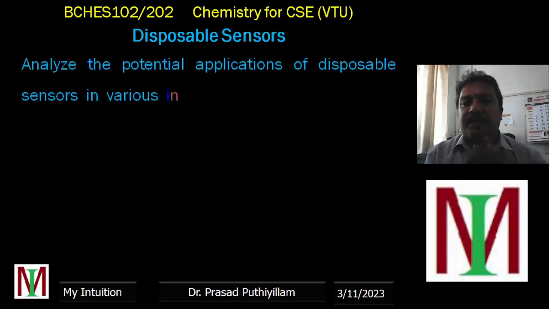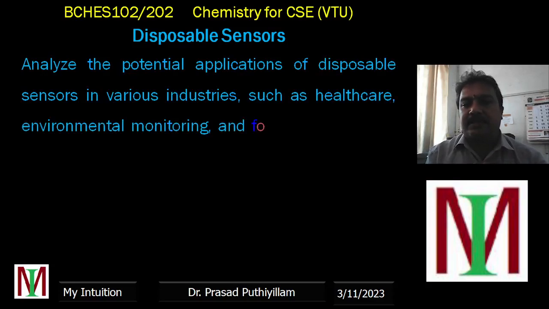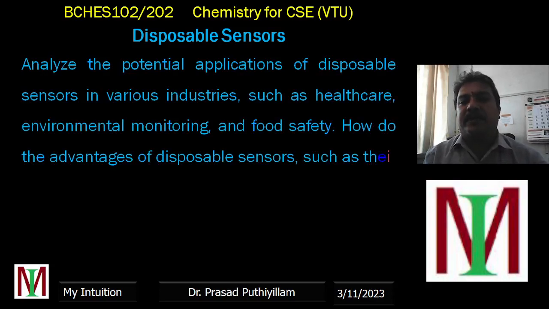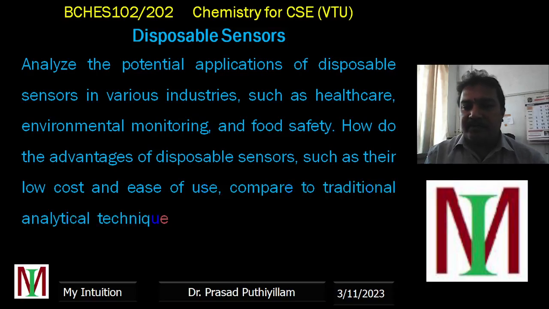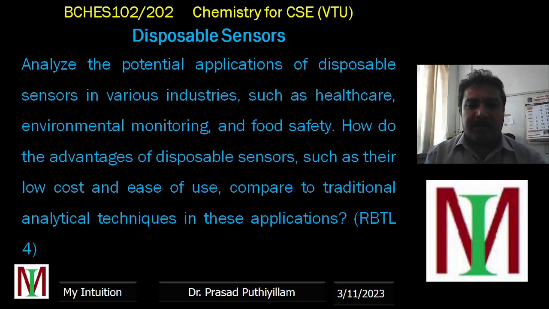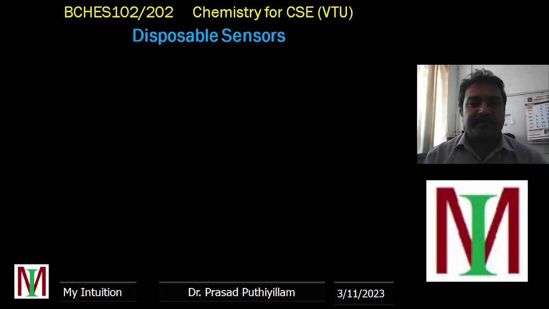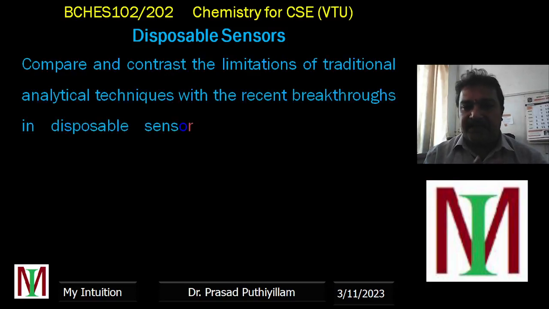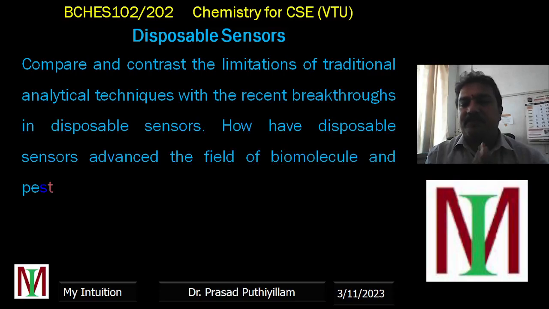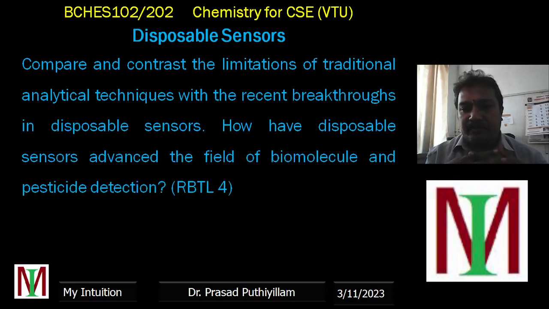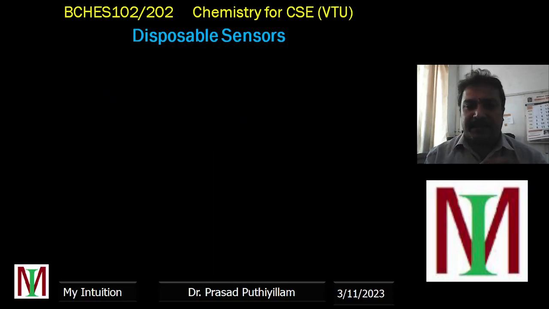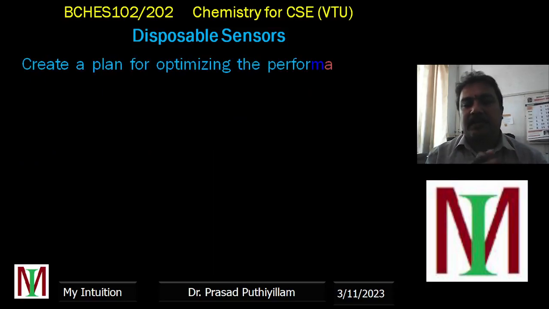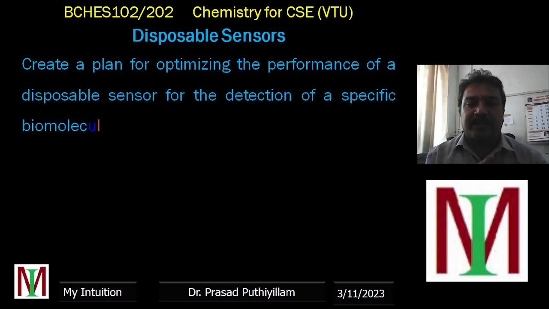Analyze the potential applications of disposable sensors in various industries such as healthcare, environmental monitoring and food safety. How do the advantages of disposable sensors such as their low cost and ease of use compare to traditional analytical techniques in these applications? Compare and contrast the limitations of traditional analytical techniques with the recent breakthroughs in disposable sensors. How have disposable sensors advanced the field of biomolecule and pesticide detection? Okay, that I will be covering in the next classes in detail. I'm just giving the hint here.